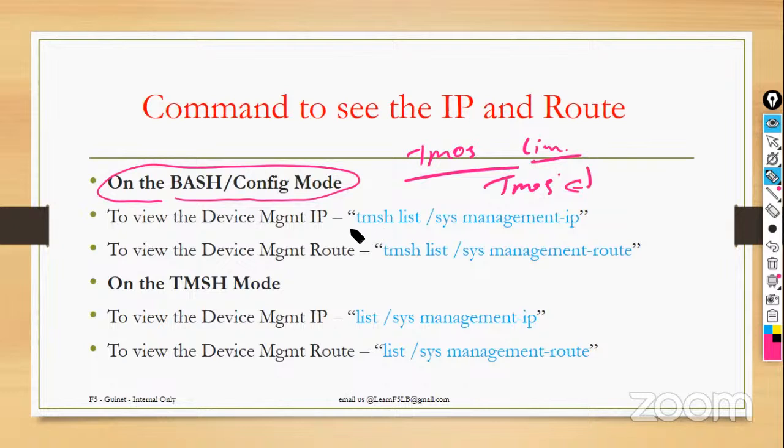Okay. Whenever you are in the bash mode, you are calling from TMOS. TMSH list means you are writing this command to see the management IP. If you want to see the route, you are in the bash mode, you will type TMSH list sys management route, and you will see your management route.